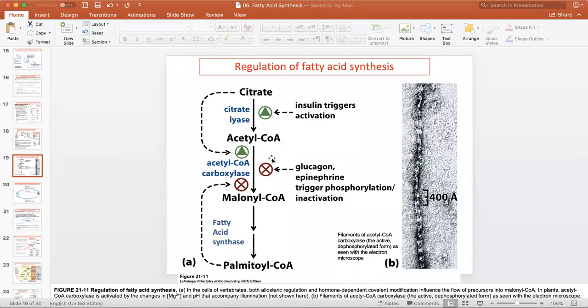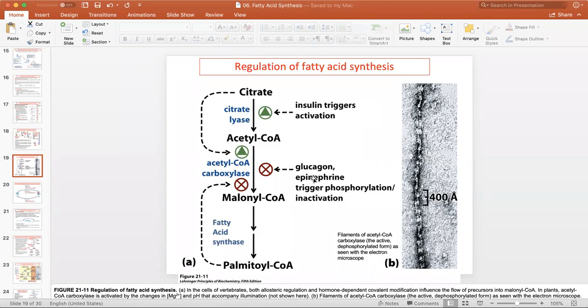You can just think by your common sense that insulin will be the activator of this pathway because insulin is secreted in the well-fed state and we need to store fatty acid in the well-fed state. Glucagon will work oppositely. So this is about your regulation step.